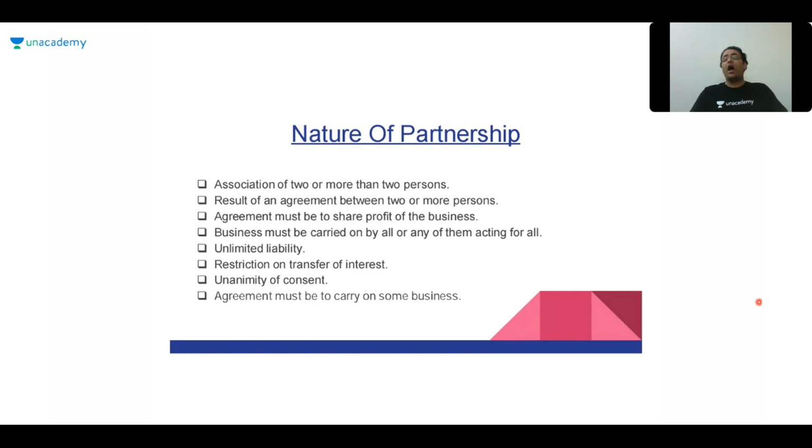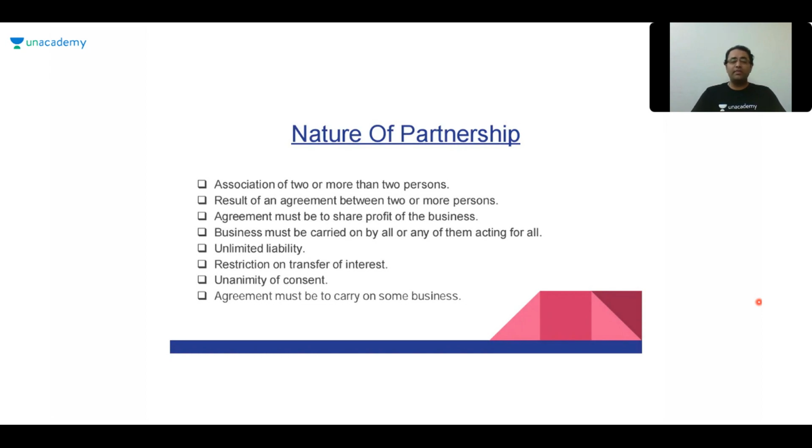Unanimity of consent, unless the partnership deed says otherwise. So any decision in relation to the partnership firm should be taken by the unanimous consent of all the partners. By unanimous consent, I simply mean all the partners agreeing upon the same thing. In case they do that, then a particular decision is to be made. But if there are any provisions contained in the partnership deed which allow one or more partners to decide without the consent of the others, then that has to be followed.